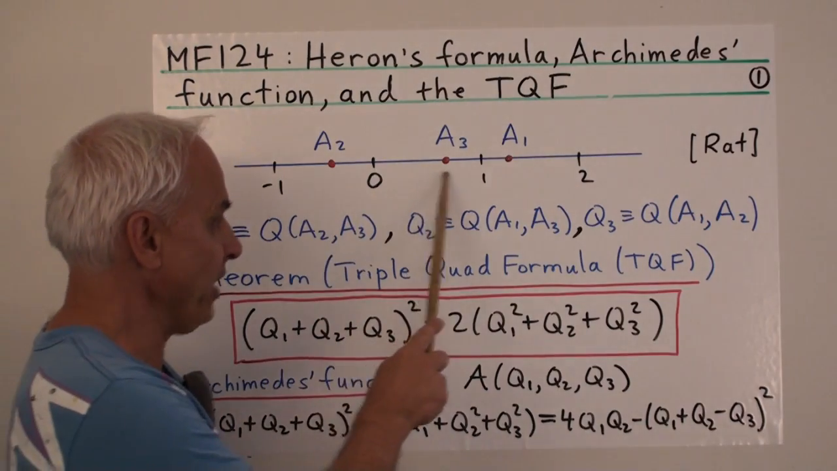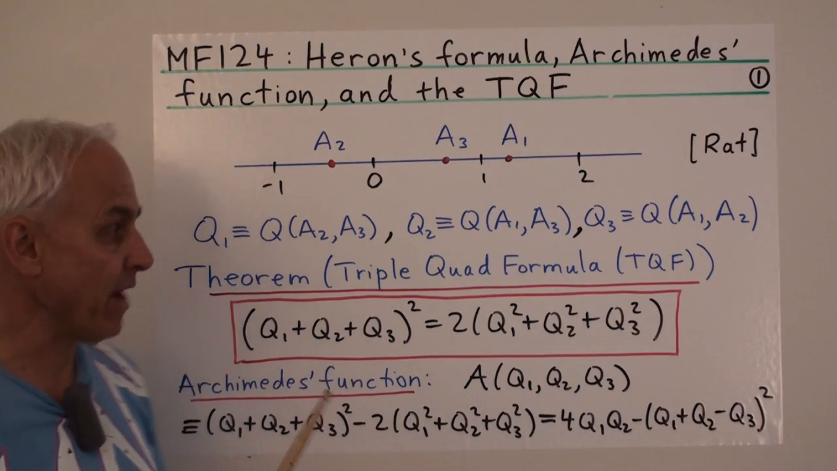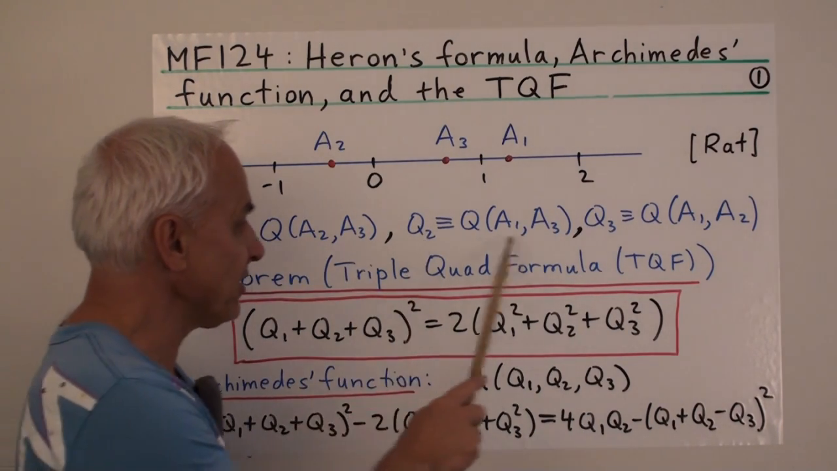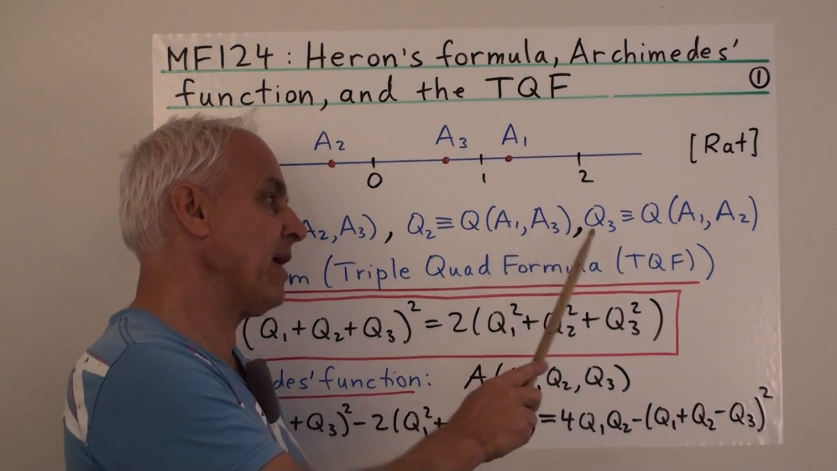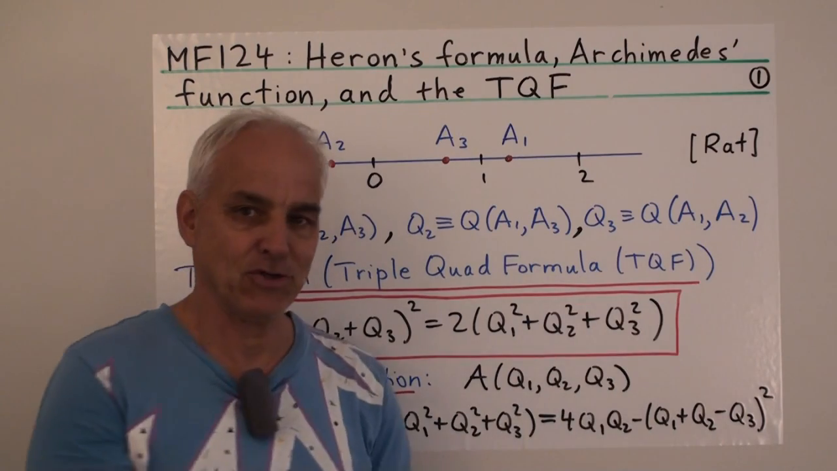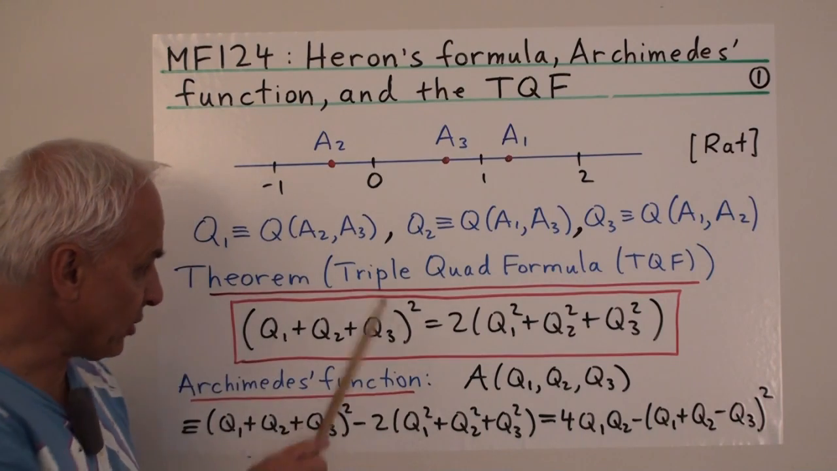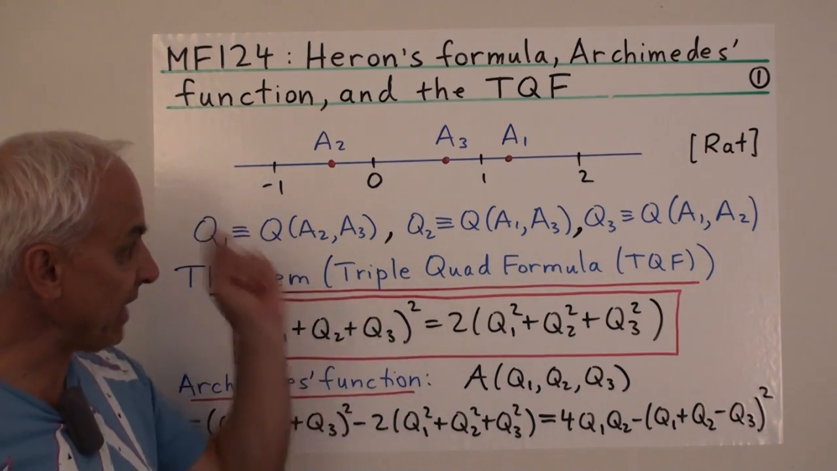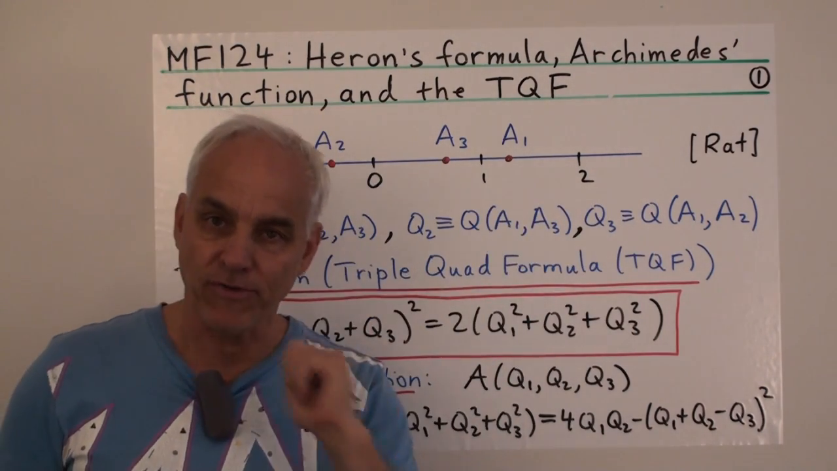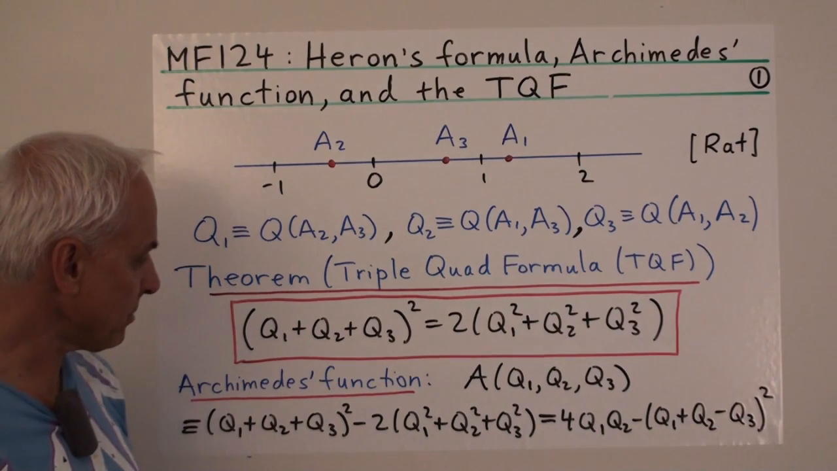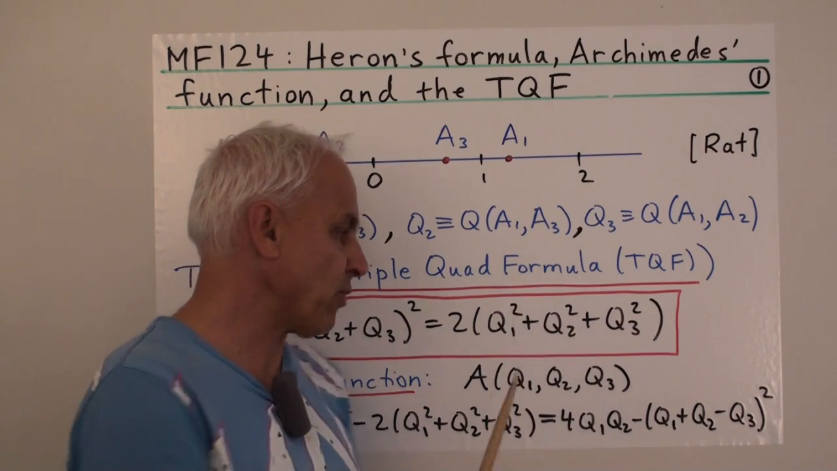Okay, so if we have 3 points on a line, say A1, A2, A3 in some order or another, we can define 3 quadrances. Q1, the quadrance between A2 and A3, Q2, the quadrance between A1 and A3, and Q3, the quadrance between A1 and A2. And then the second most important theorem in mathematics, I claim, is the triple quad formula, which establishes the relationship between these 3 quadrances determined by 3 collinear points. And this is the relation. (Q1 plus Q2 plus Q3) all squared is twice (Q1 squared plus Q2 squared plus Q3 squared).